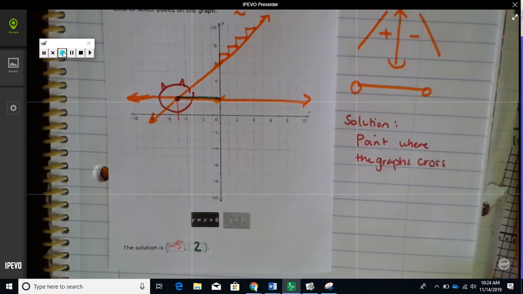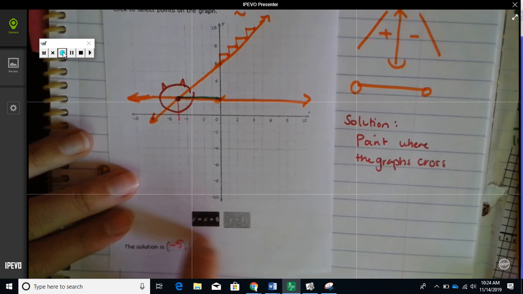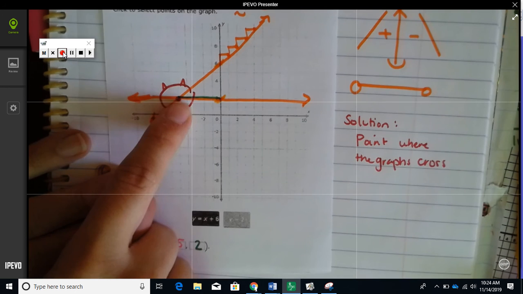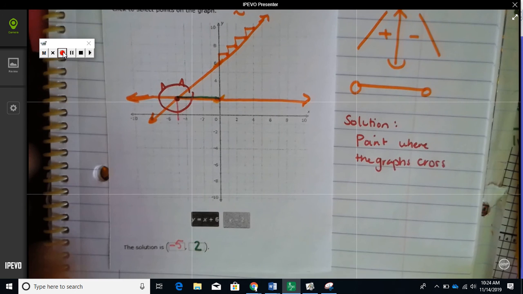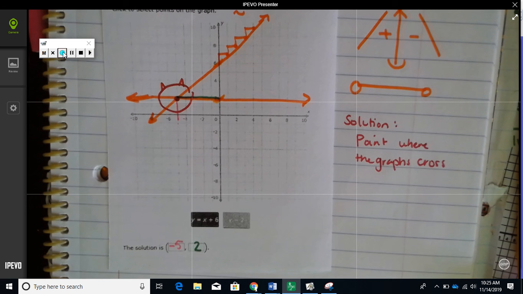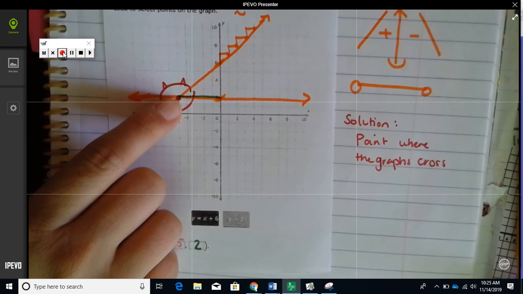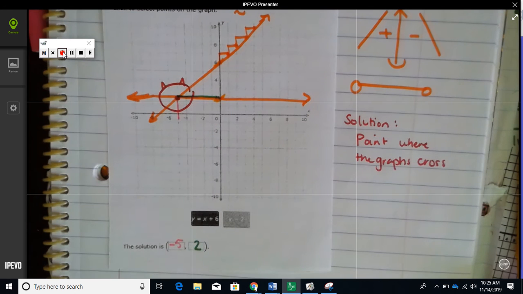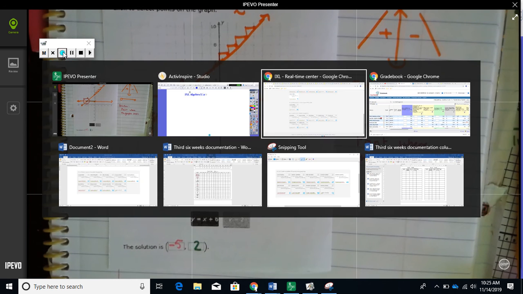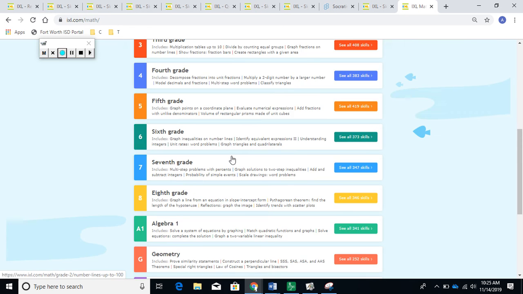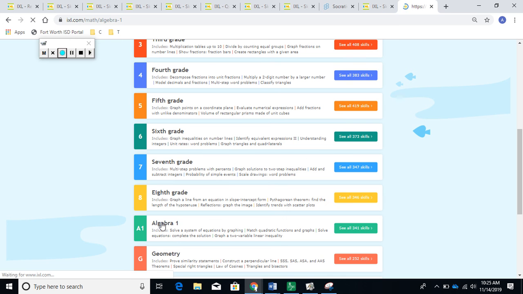You have to graph both equations. That's why it has the two colors, and tell me where the solution is at. That's what you're doing today on IXL. I'm going to show you another problem, and then y'all will get started. So here's where the solution's at, the x, and then you're going to do the y. Okay. All right, IXL. So this one is in algebra. We have pretty much finished the 8th grade ones.